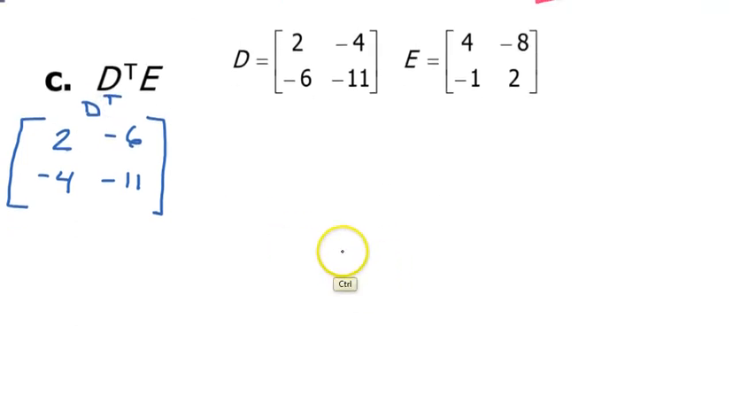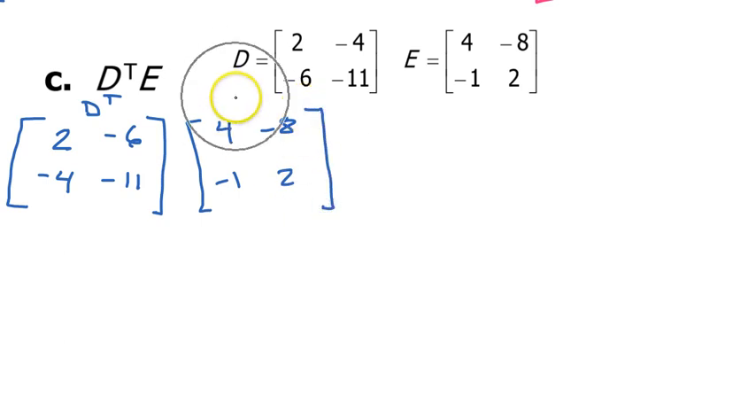Ha, my little tablet was crooked, so I'm writing crooked. Please forgive me. So now we have to take that and multiply by matrix E, which is, of course, 4, -8, -1, 2. Okay, so this will be D-transpose times E.